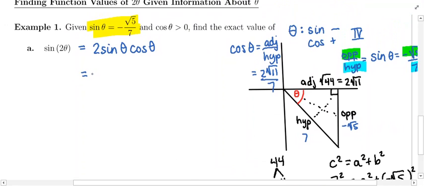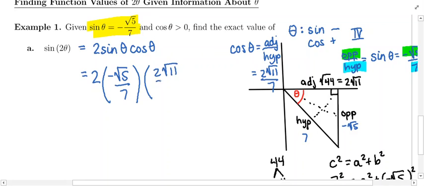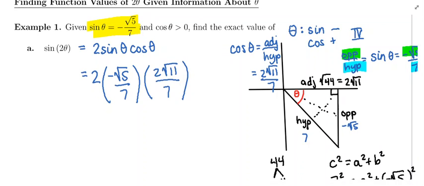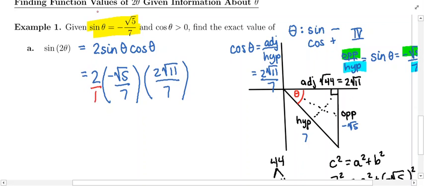So we're going to get that the sine of 2 times theta is equal to 2 times the sine of theta, which is negative square root of 5 over 7, times the cosine of theta, which is 2 times the square root of 11 over 7. And then we just have to multiply this stuff together. We're really just multiplying fractions here. The 2 is over 1, so we need to multiply across the top and across the bottom.